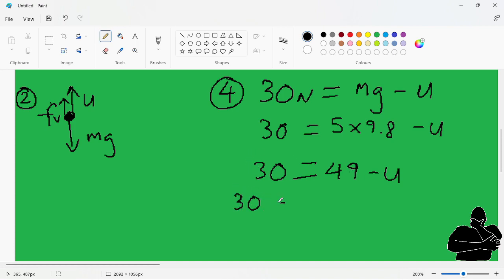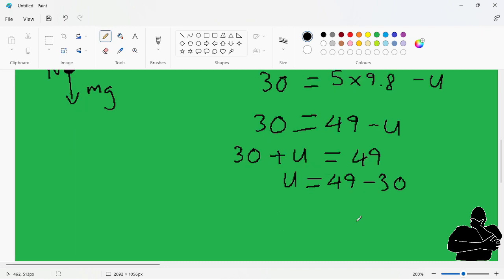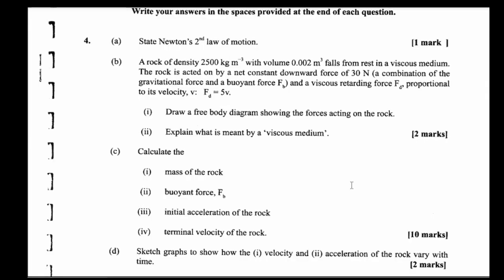So we're going to get 30 plus u is equivalent to 49. Now we're going to subtract 30 from this side, and we're going to subtract it from this side. So we get u is equal to 49 minus 30. And at the end of the day, we get u is equal to 19 newtons. So that solves the buoyant force Fb.